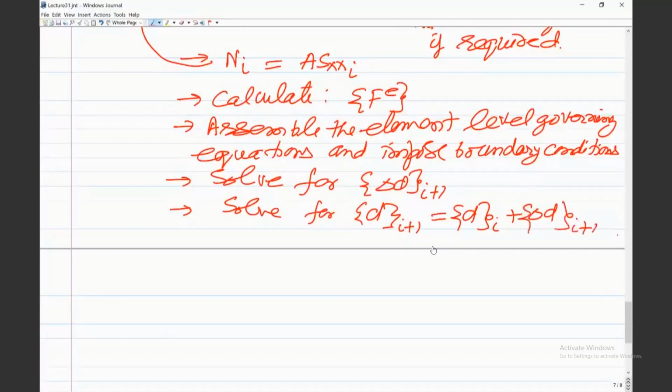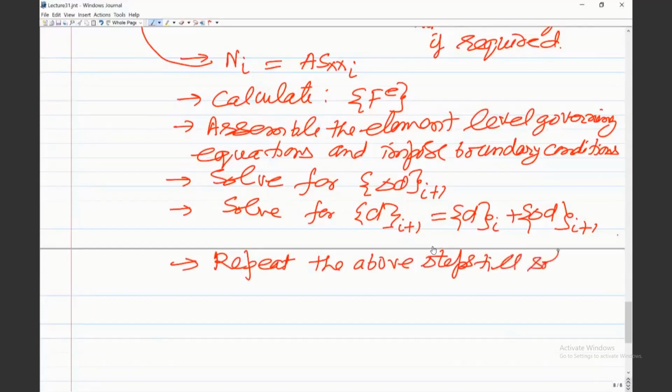After you solve this, again go to each element and extract the element level degrees of freedom, and then do all the calculations and continue the solution. So repeat the above steps till the solution converges.